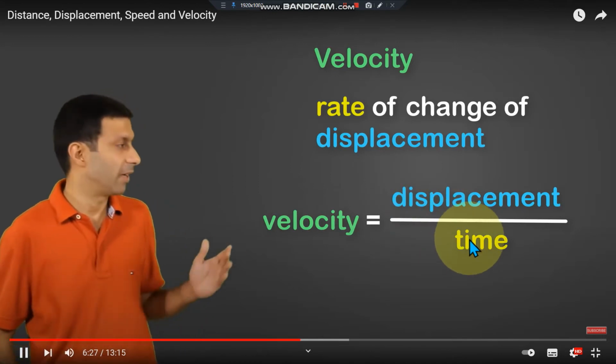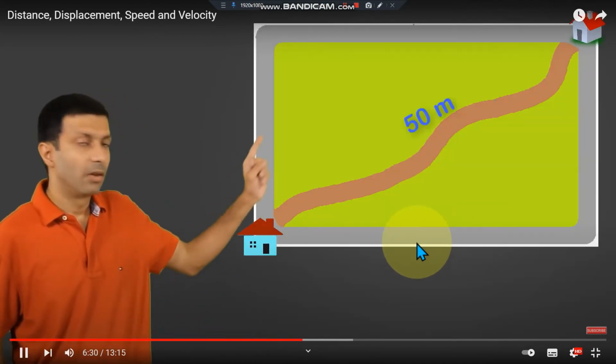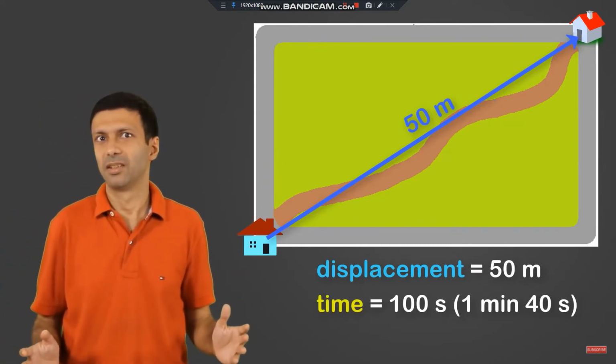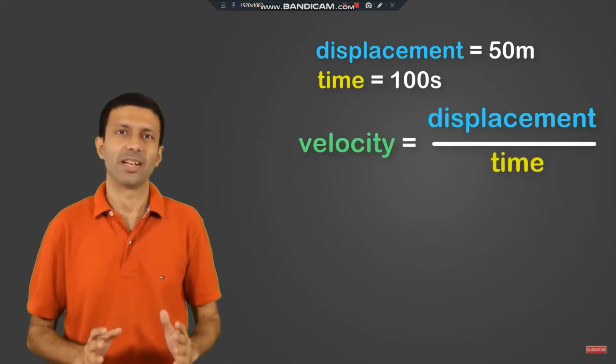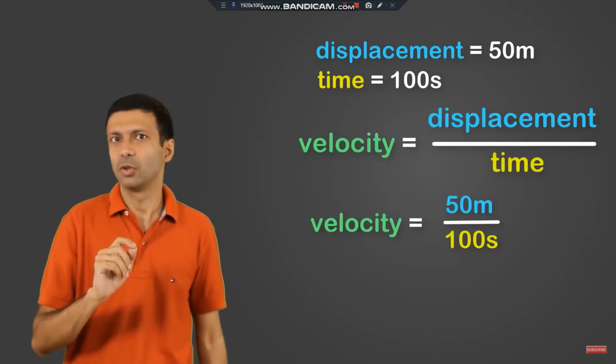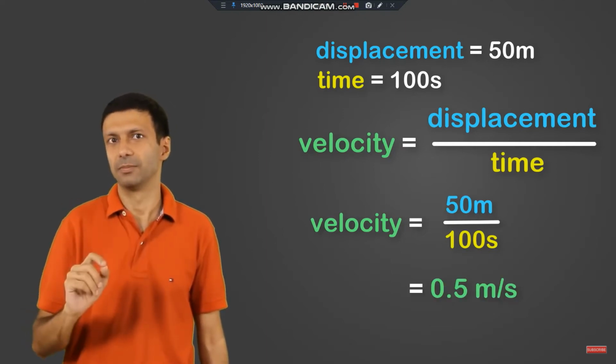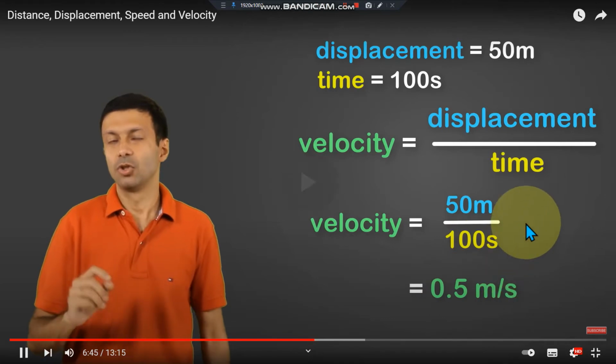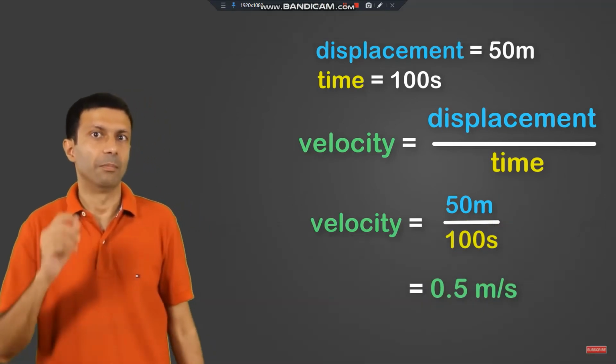So now let's look again at our example. So our displacement was 50 meters and the time is the same, 1 minute 40 seconds. So what is your velocity? That's right, 50 meters by 100 seconds. So that's 0.5 meter per second. Okay. So speed and velocity have the same unit, meter per second.